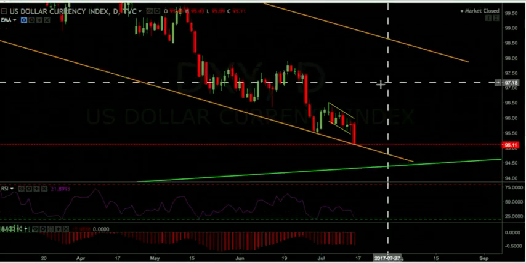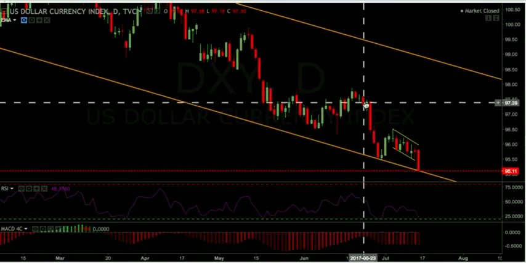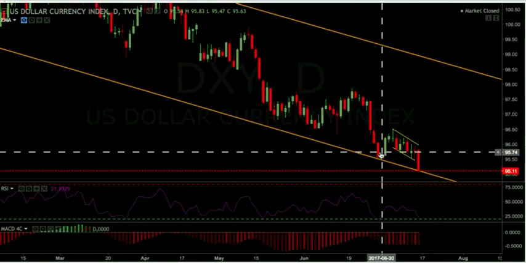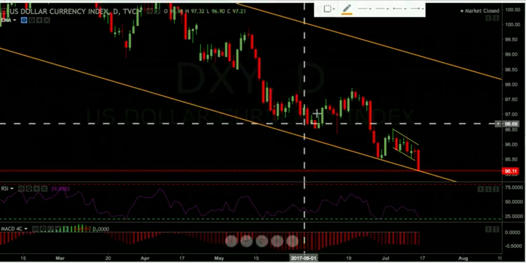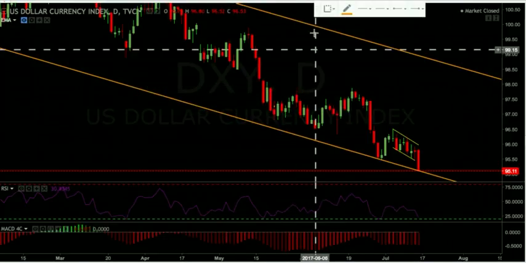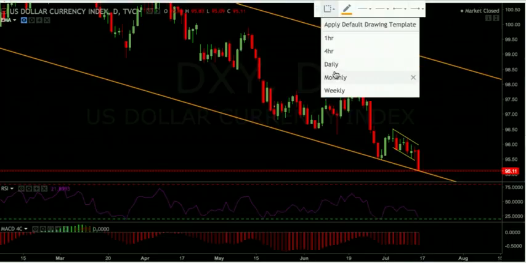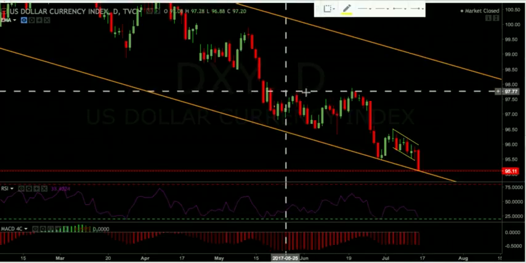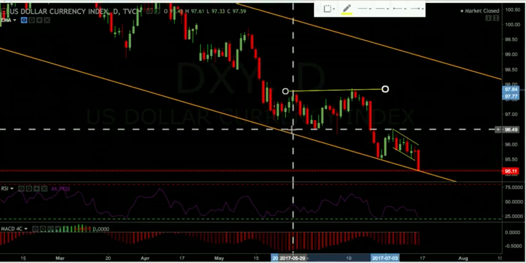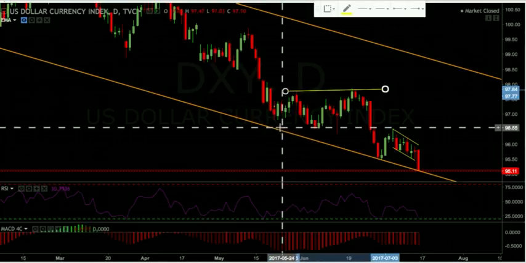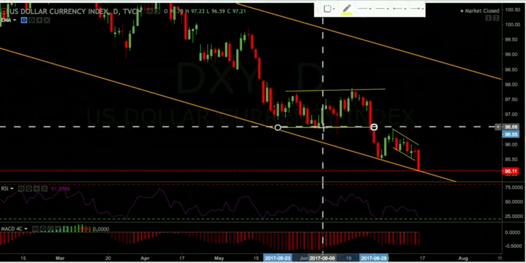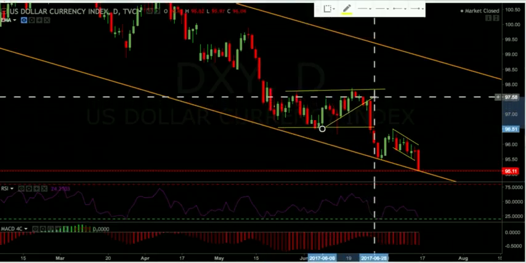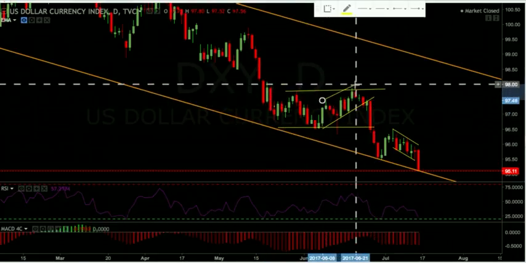As we can see here, off the last big bearish move, there's a pattern. So if I draw this pattern out for you, there you can see that larger pattern, and within there is another smaller pattern.